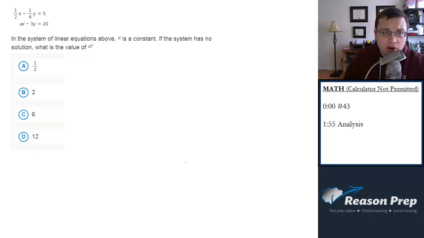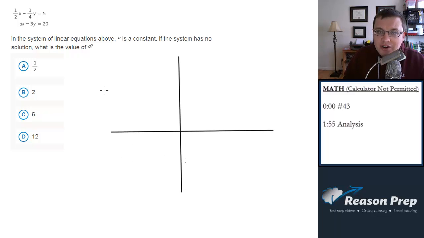In the system of linear equations above, a is a constant. If the system has no solution, what is the value of a? You need to remember when we have two linear equations here, and these graphs are not going to represent these.